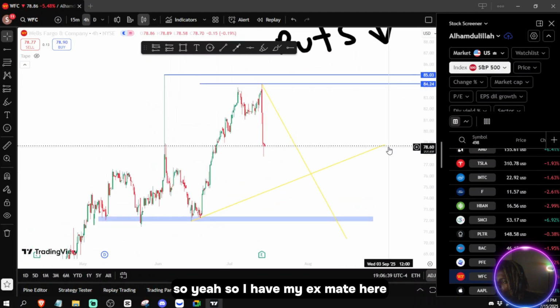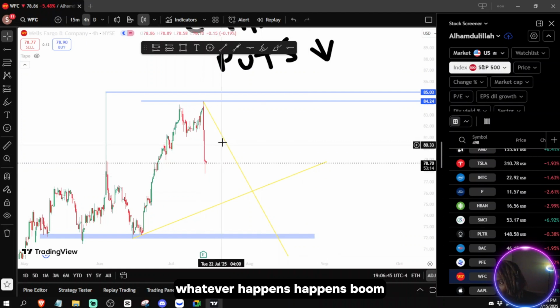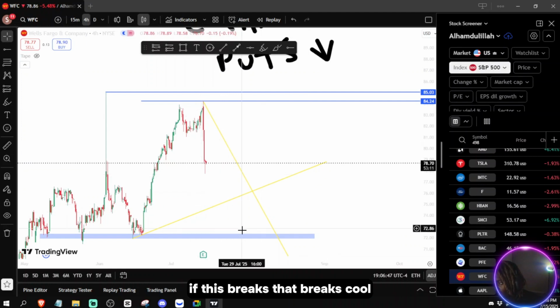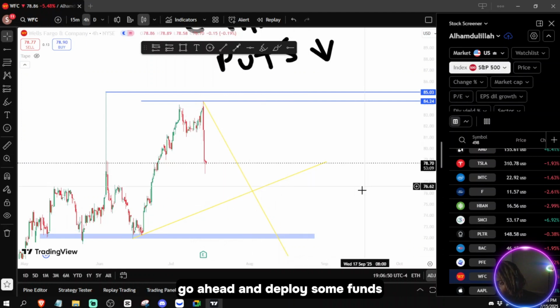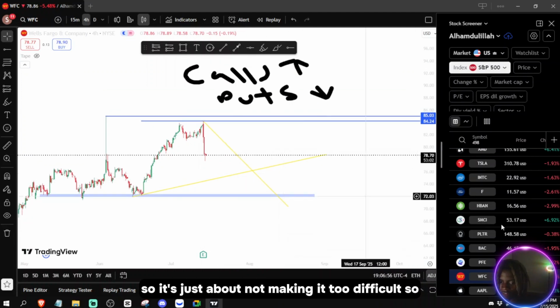So I have my X made here. Just gonna wait for the trade to happen. Whatever happens, happens. Boom. If this breaks, if that breaks, cool. Go ahead and deploy some funds, catch the trade, inshallah. And yeah, it's just about not making it too difficult.